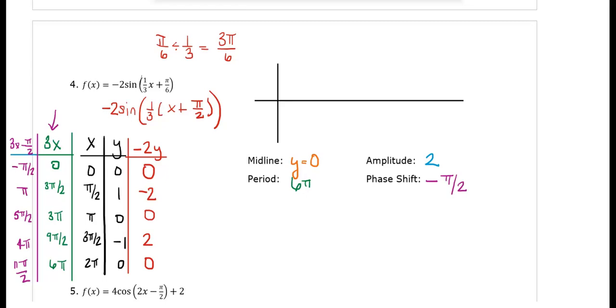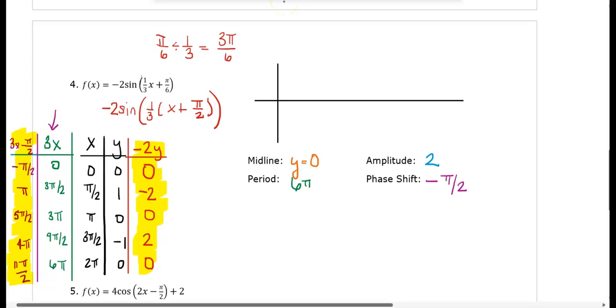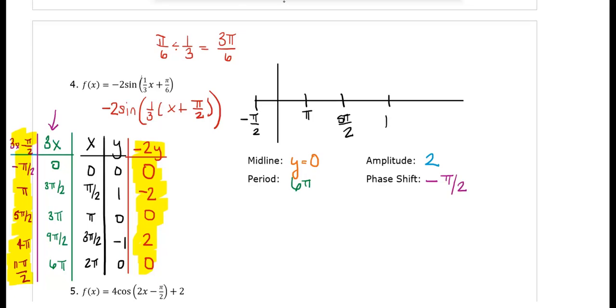So the thing that I'm going to graph will be these y values and these x values. So I'll go ahead and label the x-axis. In fact, I'm going to start over here because I have one of them's negative. So negative pi over 2, pi, 5 pi over 2, 4 pi, and 11 pi over 2. Okay, so I've got those, and now I can go ahead and graph it.